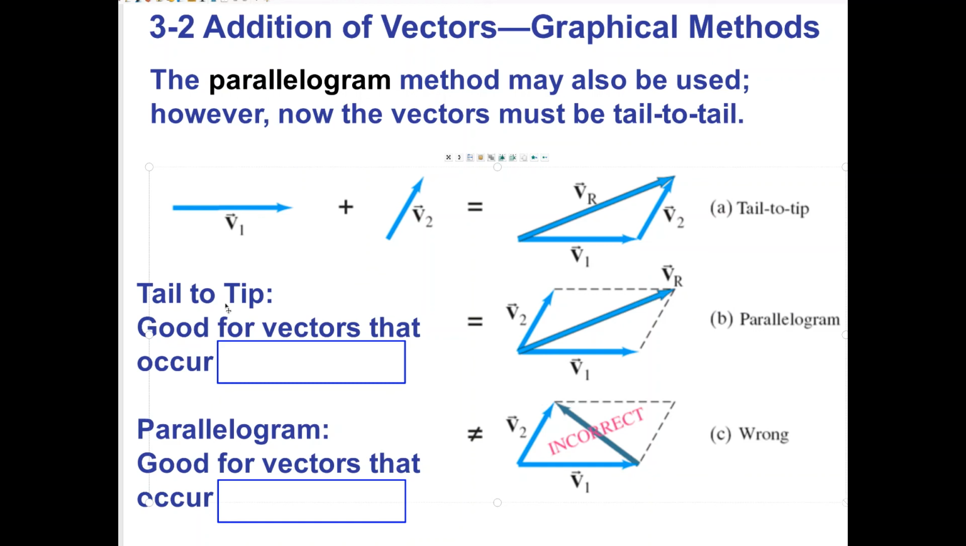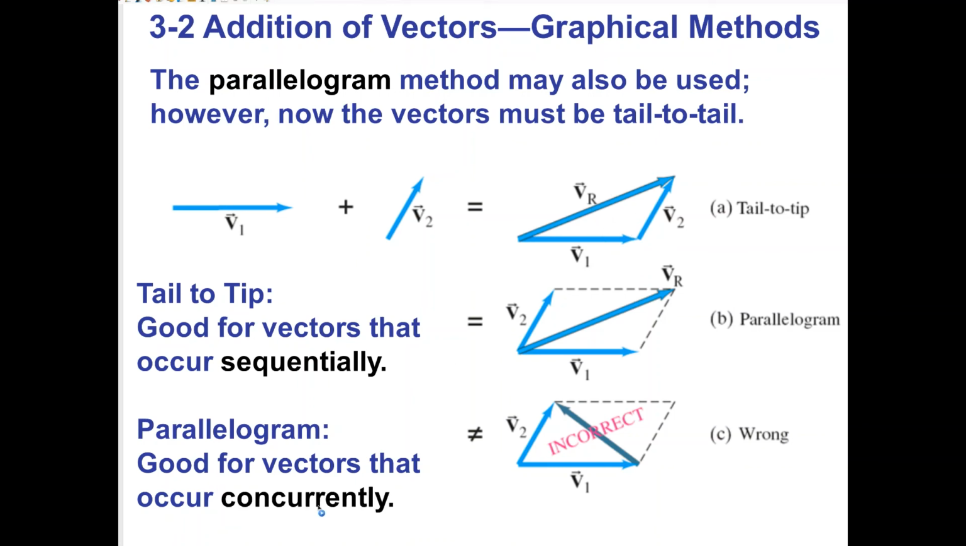So why would we use the tail to tip versus the parallelogram? Tail to tip is really good for representing the addition of things that happen in sequence, so one after the other. For example, if V1 and V2 were displacements, they would occur one after the other. It makes sense to sort of draw them graphically this way. If, however, vectors occur concurrently at the same time, like for example, maybe forces acting on an object, we would typically draw them both originating on the object at the same time and then construct the diagram as a parallelogram so that we can see the combined effect of those two forces maybe occurring simultaneously.